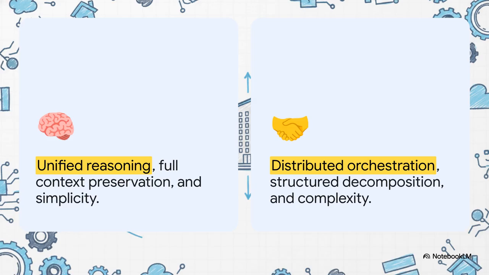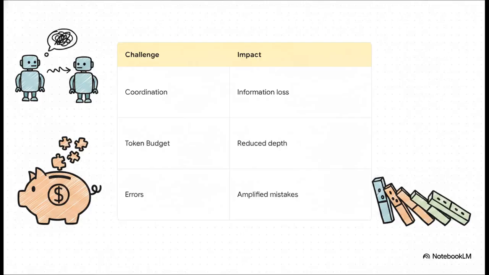On the other side, we have multi-agent systems, or MAS. These offer distributed orchestration and structured decomposition, but they bring a lot of coordination complexity. You're breaking the problem apart and handing pieces to different worker models. It sounds amazing for specialization, sure, but it introduces some massive hidden costs. Welcome to the reality of the coordination tax.